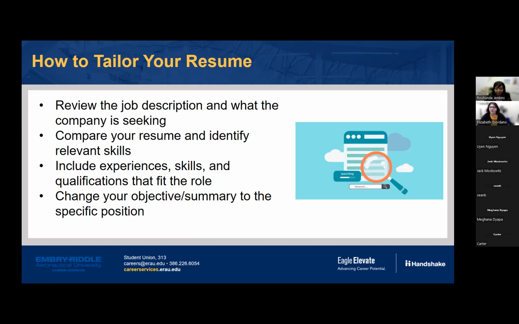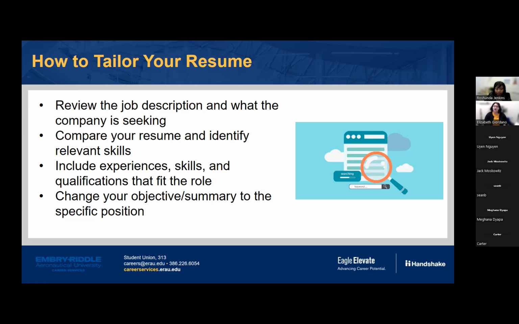So every time you look up a job description, again, for either a full-time job or an internship, you want to review that job description. Really, what is the company seeking? What are the qualifications, the responsibilities? What are the skills that they're looking for? So that's the first thing you're going to do.